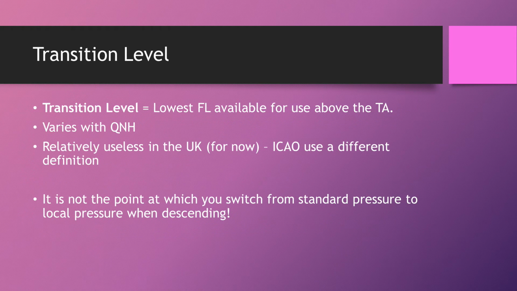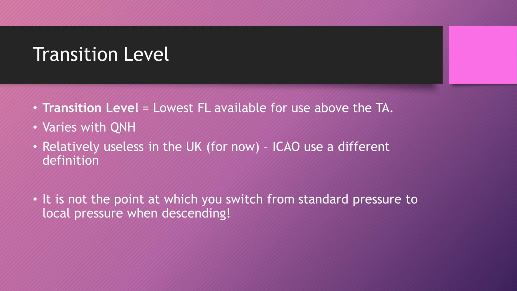So let's move on to transition level. Transition level is the lowest flight level available for use above the transition altitude. It varies with QNH, and to be quite honest, it's relatively useless in the UK for the moment. That's because ICAO, the governing body of aviation, have a slightly different definition that the UK hasn't actually adopted. However, we are going to adopt this in the coming months, so this will all change, but for now, this is what we're sticking to. Transition level is relatively useless.